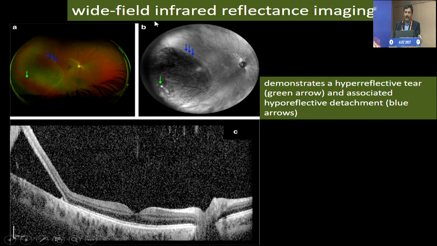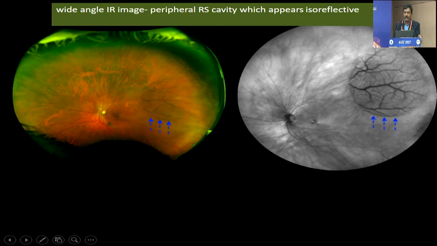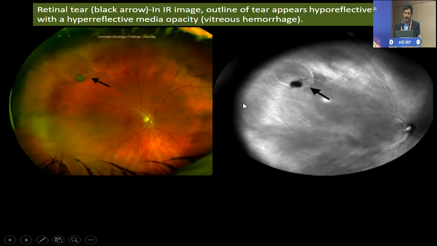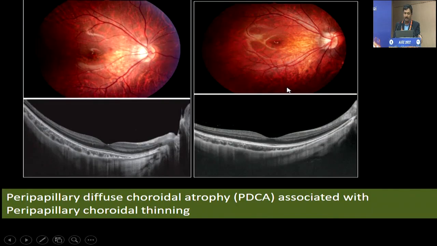This is another thing, a wide field infrared reflectance image in a patient with schisis. You can see the exact demarcation and the extent of the schisis can be made out. And here the schisis edges are very well demarcated. So it's a very useful technique. This is the outer layer hole, the extent of the SRF and the schitic fluid. Similarly, there's a tear shown on an infrared reflectance image as a hyperfluorescent area.